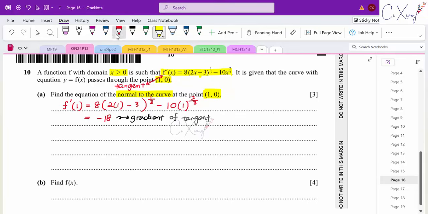So how about the gradient of normal? The gradient of normal multiply with gradient of tangent should be equals to negative 1, because they are perpendicular to each other. So this result gives us that the gradient of normal should be equals to 1 over 18. Okay, so now you have the gradient of normal. You also have the passing point of the normal equation. So we can form the equation of normal.